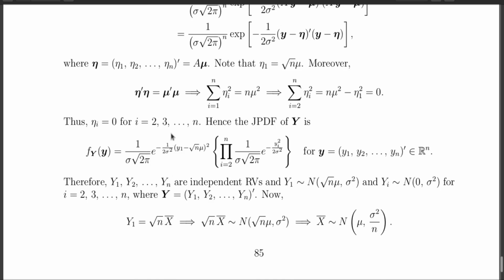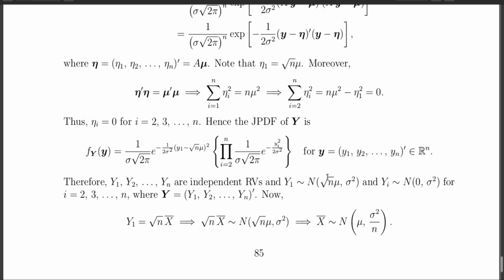So what we got? We got that the joint density function of y can be written as the product of the marginal density function of yi. That means the yi's are independent. The distribution of y1 is normal with mean root n times mu and variance sigma square, and the distribution of y2 to yn is the same, with mean 0 and variance sigma square. So we got that y1 to yn are independent random variables.